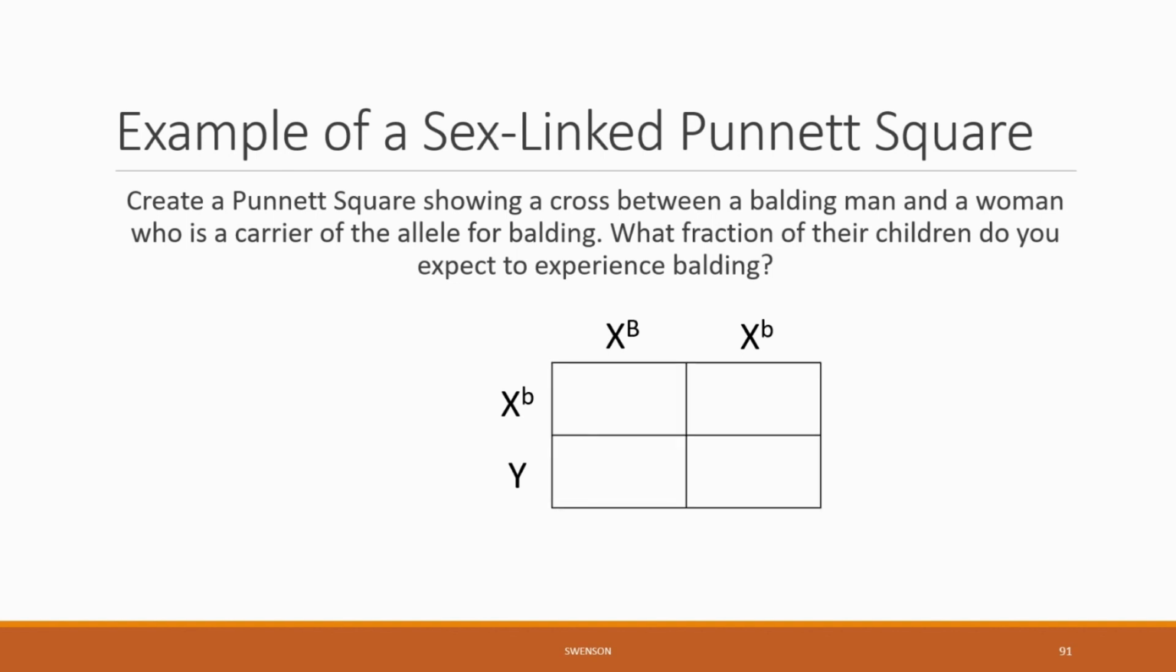And filling in the boxes, we can predict that 50% of the children will have the balding phenotype and can further subcategorize it as one male, which is XY, having the balding phenotype, and one female, which is going to be two X's, two lowercase b's.